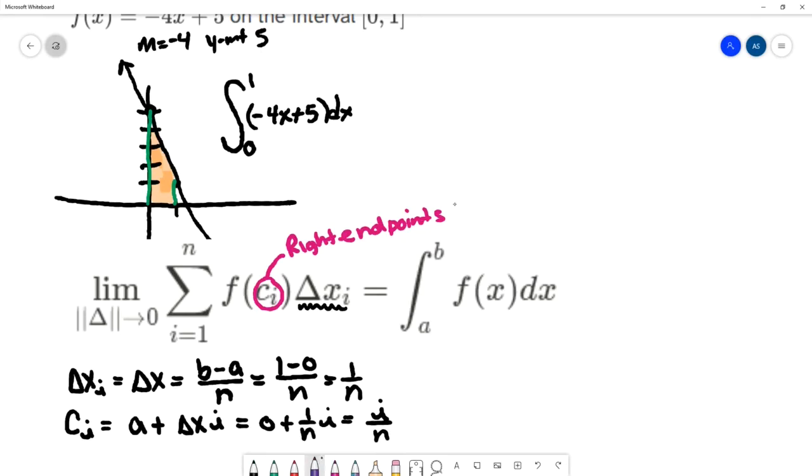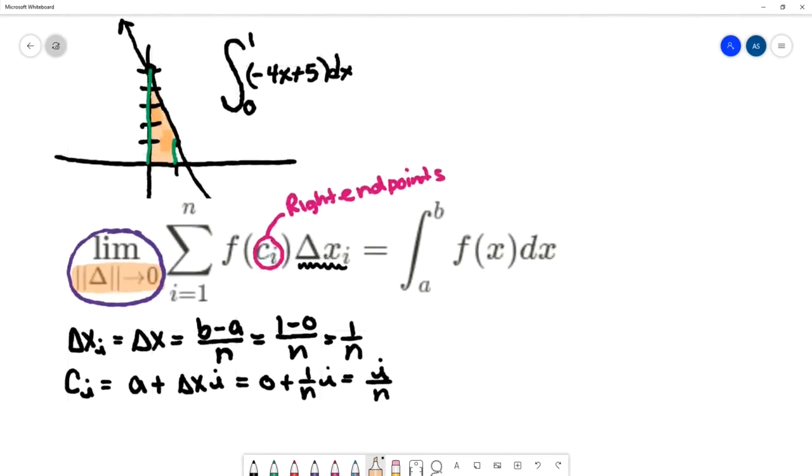Another simplification that we're going to make is that this part right here in the definition has the norm approaching 0. Because we have simplified this problem down to have equal rectangles, we can simplify the part here to just say n approaches infinity, because that will be the same thing as the norm going to 0. So we're going to change this part to be the limit as n approaches infinity.